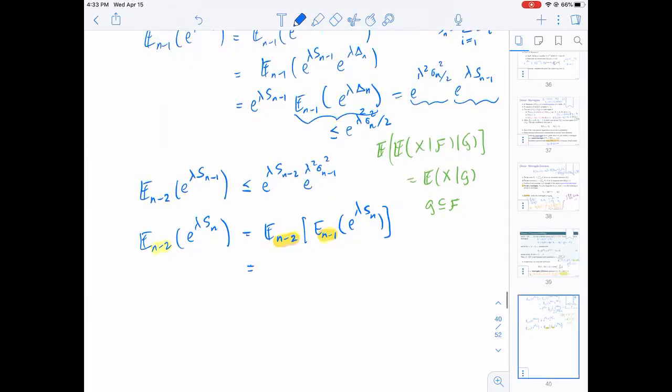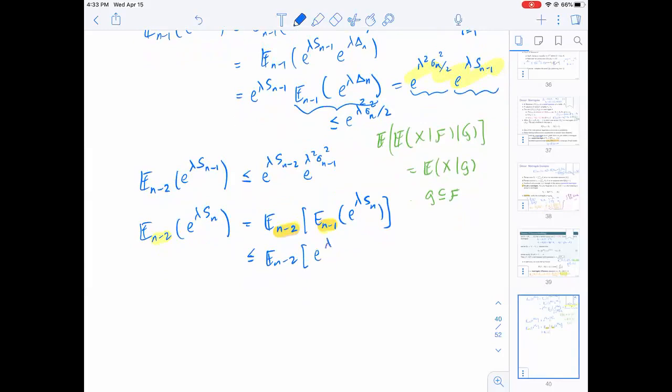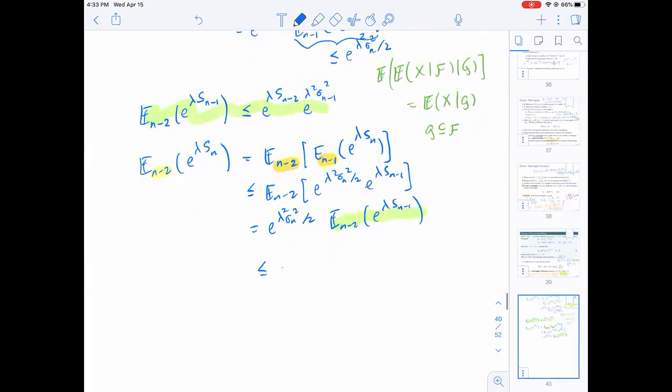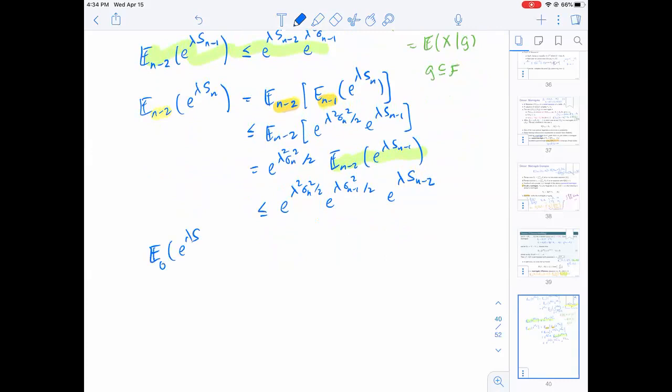So what you get here is bounded by, since conditional expectations are monotone, the thing that we had here, right? You get e to the lambda squared sigma_n squared over 2 times e to the lambda S_{n-1}. The constant comes out, you get e to the lambda squared sigma_n squared over 2, and then E given F_{n-2} of e to the lambda S_{n-1}, which we've computed here, as we have a bound for this. And so this is bounded by e to the lambda squared sigma_n squared over 2, e to the lambda squared sigma_{n-1} squared over 2, e to the lambda S_{n-2}. Okay, and then we can peel away each layer like this, and in the end you end up with e to the 0, e to the lambda S_{n-1}.